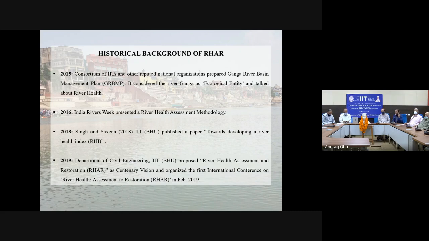So we started talking in terms of river health. And in 2018, from IIT BHU, Singh and Saxena, I'm a part of that, we talked about River Health Index, and it was published in a very reputed journal. Then in 2019, when IIT BHU was celebrating its centenary year, from the Department of Civil Engineering, we conceived it as an idea for the 100 years vision of our department and IIT BHU and BHU, to make our river systems healthy and happy. So river health assessment to restoration was conceived as our centenary vision. Next slide, please.